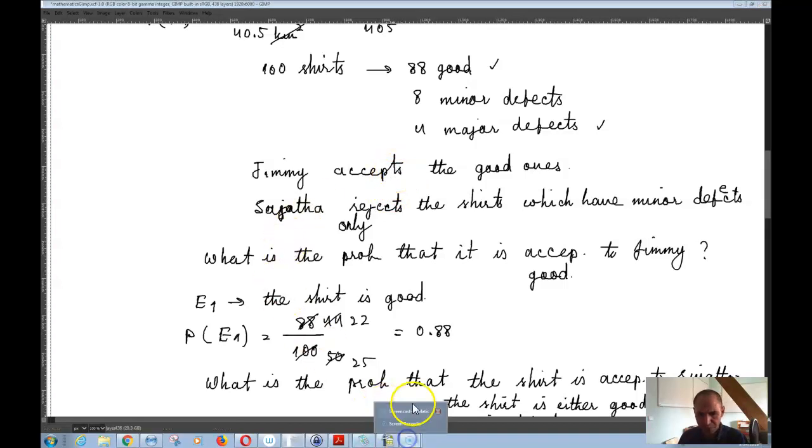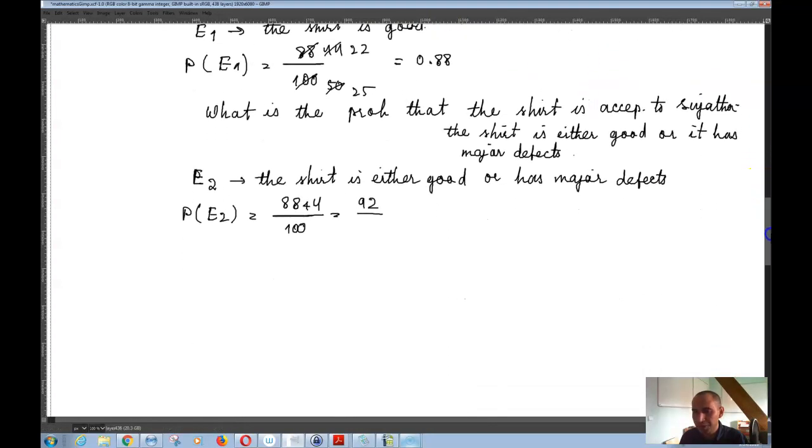Let me see. Oh, I was actually wrong about my condition about Sujata. What Sujata does is that she only rejects the shirts which have major defects. So that means the outcomes favorable to Sujata are the good shirts and the minor defects ones. That is 88 plus 8, which is 96, divided by 100, which is equal to 0.96.